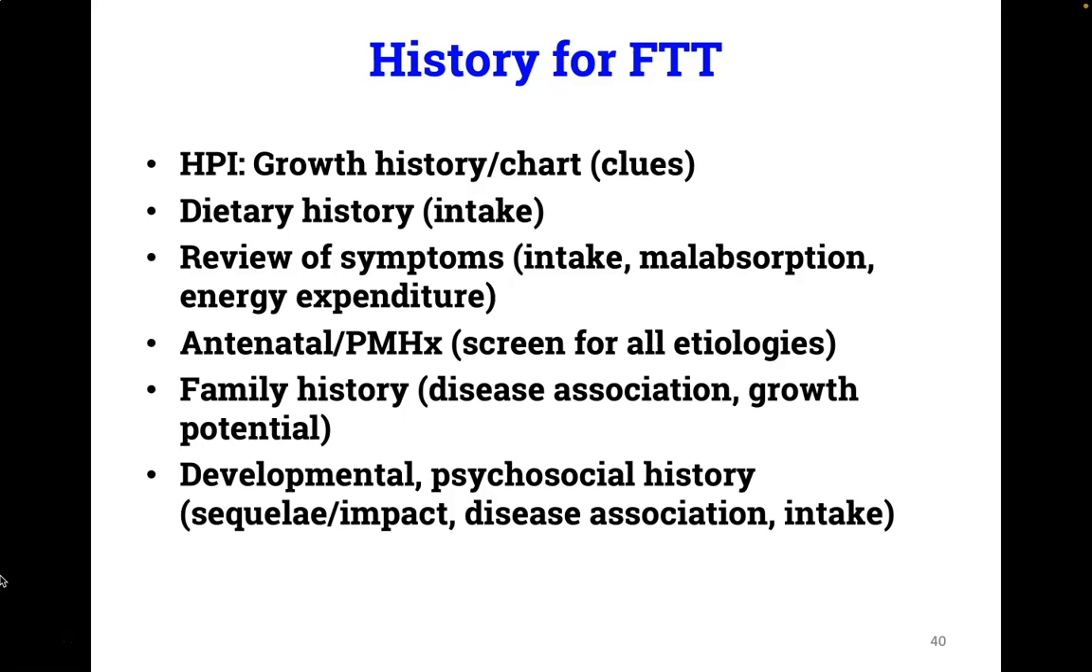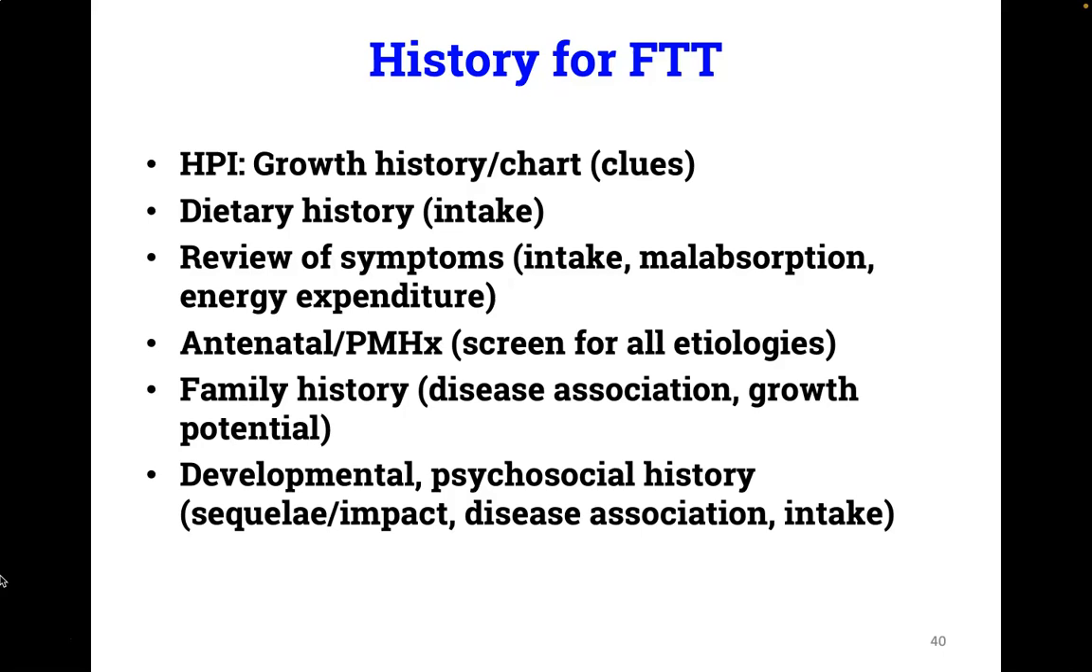Then the next 2 points, the dietary history and the review of systems or symptoms, I use to assess for potential factors that may relate to malnutrition. And then the next 2 points, the antenatal past medical history and the family history, are really looking for any clues that might affect either the intrinsic growth potential or other conditions that may affect malnutrition. So it's kind of looking for both simultaneously.